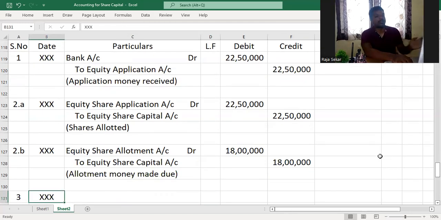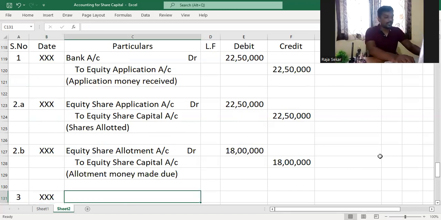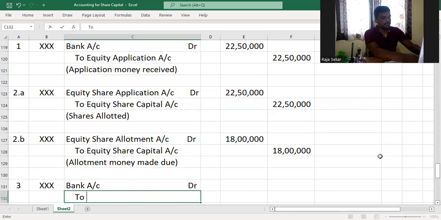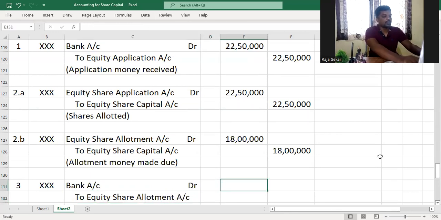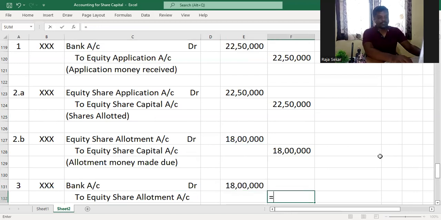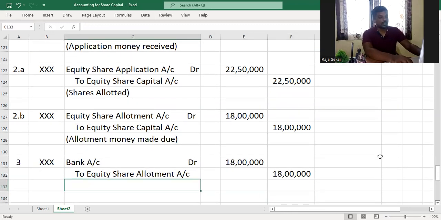All right, children. So we have made the allotment money due. Once we have made the allotment money due, what happens next? The shareholders actually pay the allotment money and the company receives it. When the company receives money, bank account will be debited. Bank account debit to equity share allotment account.